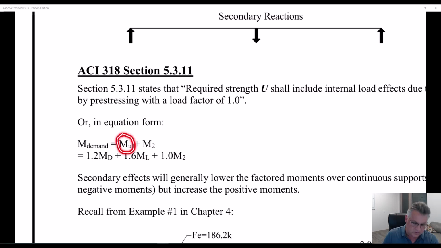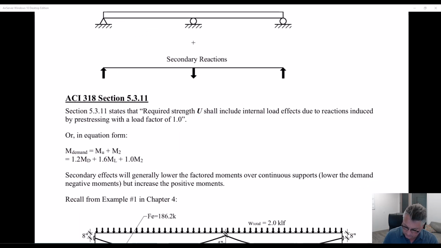MU is not the demand moment. MU, by definition, is 1.2 M dead plus 1.6 M live. That's an ACI definition, not a Dirk Bondy definition. This section says we must include load effects due to reactions induced by pre-stressing with a load factor of 1.0. In other words, the secondary moment.